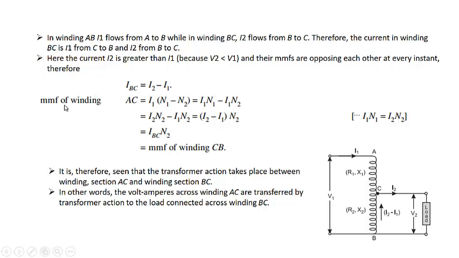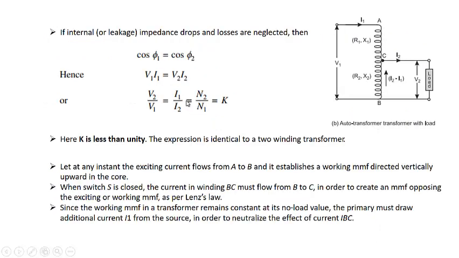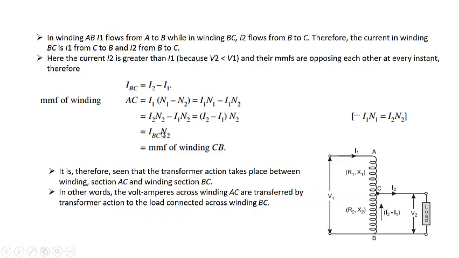So the MMF produced by winding AC will be equal to the number of turns multiplied by the current flowing through it. The number of turns in the winding AC is N1 minus N2, multiplied by I1. So it will be I1 N1 minus I1 N2. Since I1 N1 is equal to I2 N2, which we have just seen, that means I2 N2 minus I1 N2, taking N2 common, is equal to I2 minus I1 into N2.